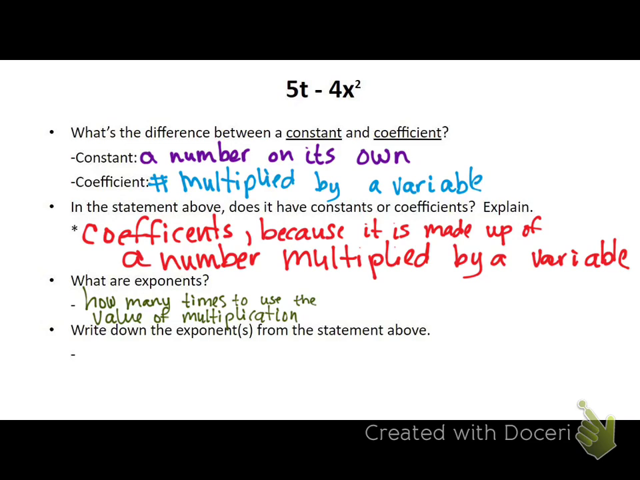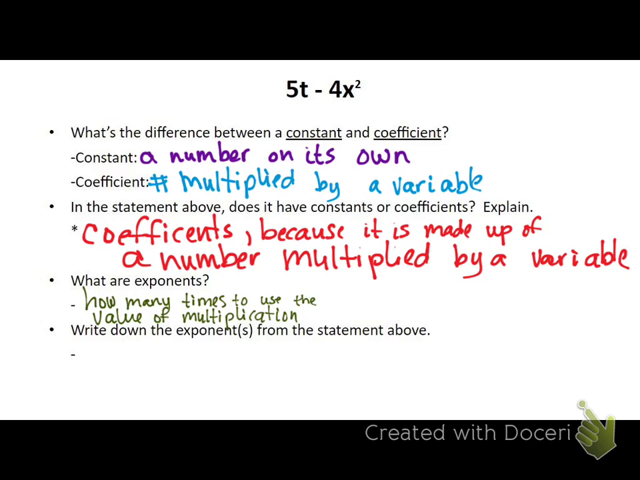Okay, so then write down the exponent or exponents from the statement above. So what are the exponents from the statement above? Are there any exponents in it? What is it? 2. So the exponent is going to be the 2.